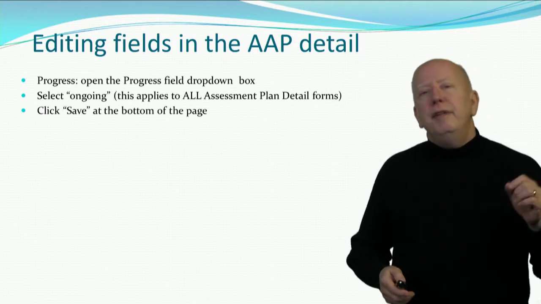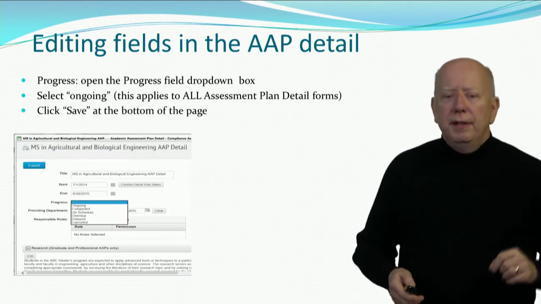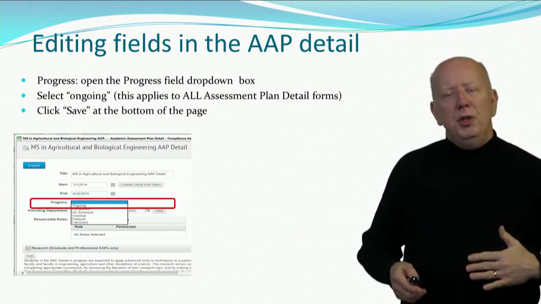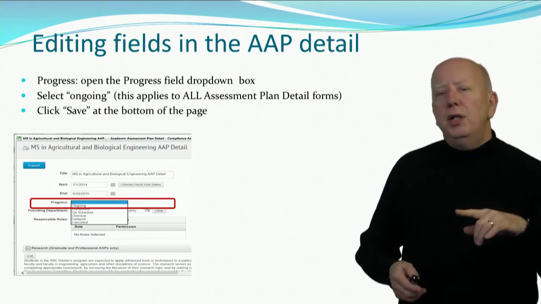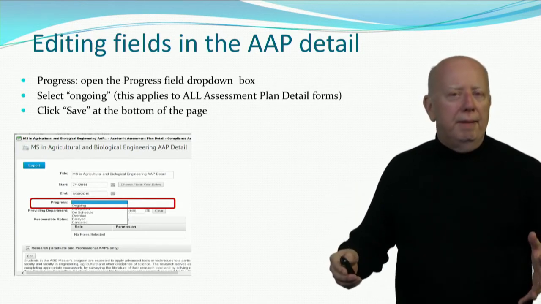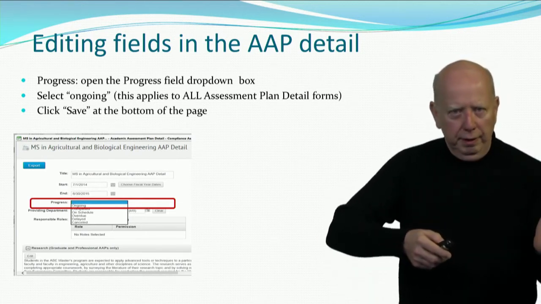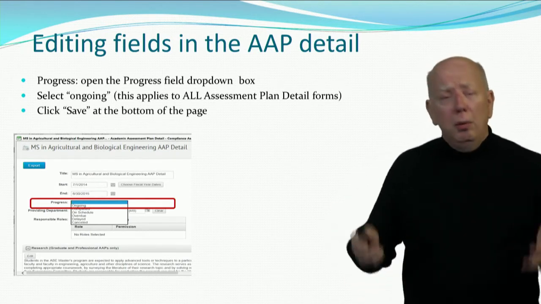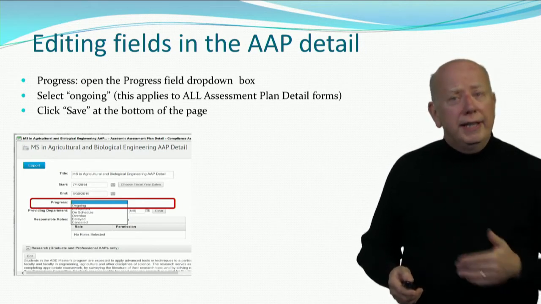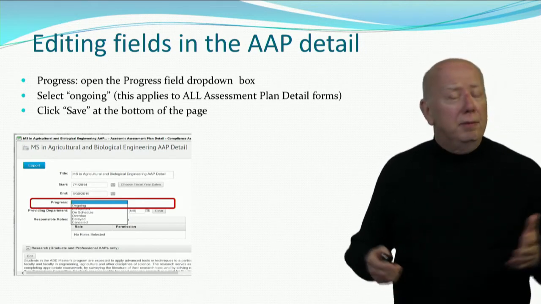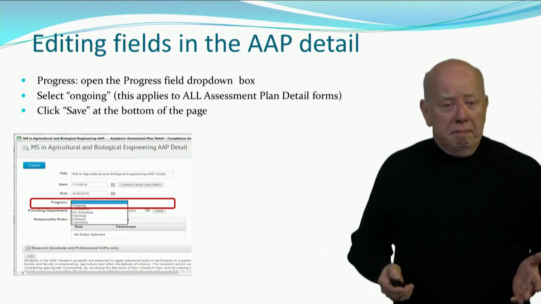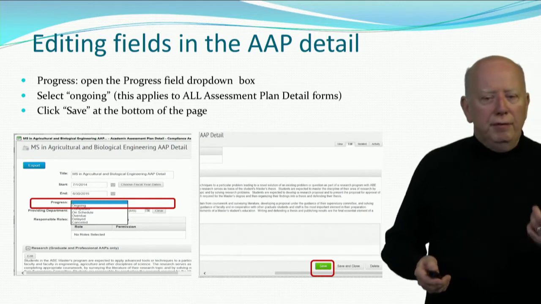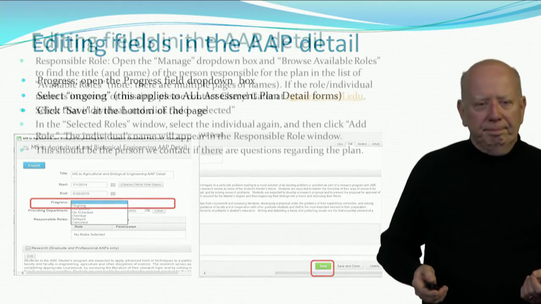Continuing editing, you're going to fill out the progress box. There is a progress field drop-down box, and I've highlighted it here for you. When you open that box, you're going to select ongoing because this is an academic assessment plan. SLOs, when you open the progress box, may have a different choice, but academic assessment plans are always going to be ongoing, regardless of what program or level. Always, always, always click Save at the bottom of the page. If you don't click Save, you'll lose it.